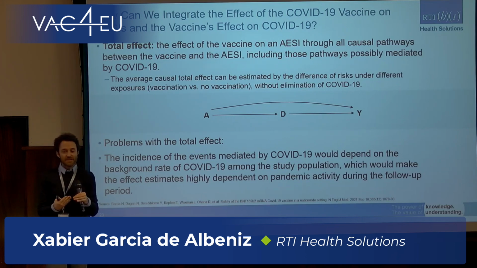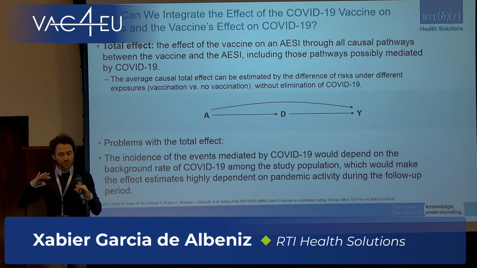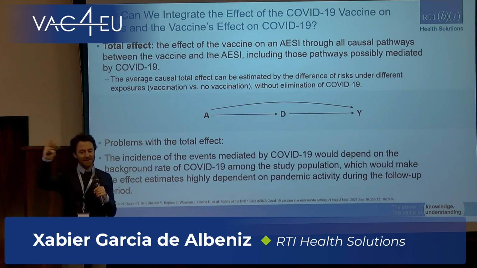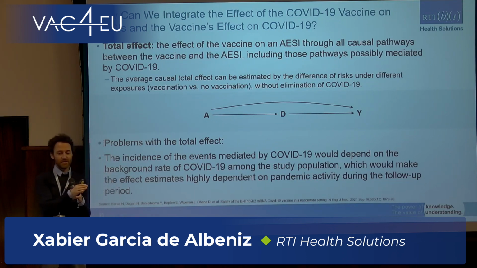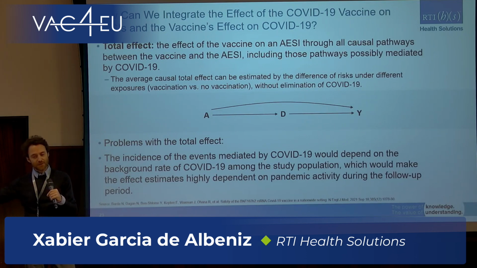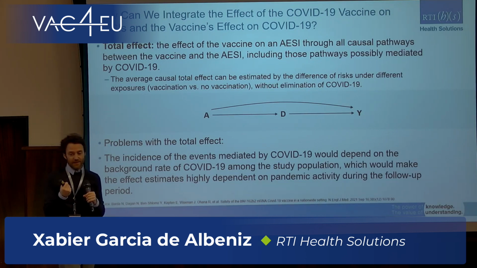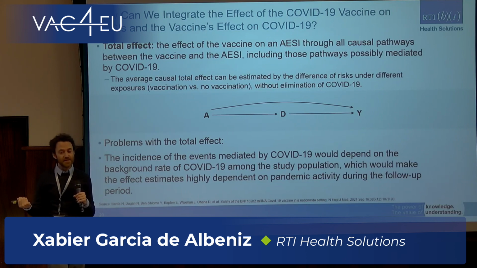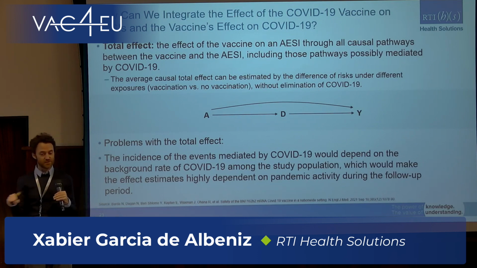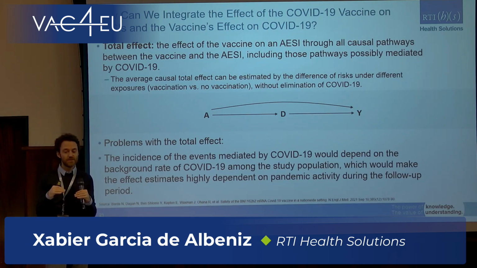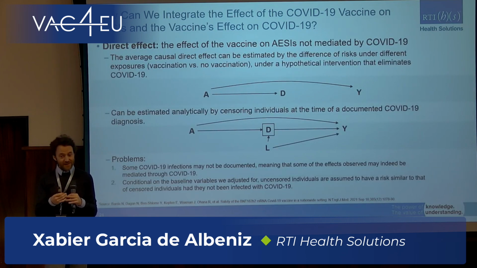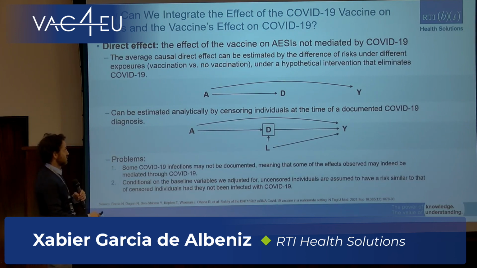The total effect is the effect of the vaccine on the adverse event through all causal pathways, both a direct effect and the effect that is mediated by the prevention or the effect on the virus. The problem with the total effect is that if COVID-19 is really a mediator, the effect will depend on the circulation of the virus. If there is no circulation of the virus, the effect will be different than if there is a high circulation of the virus. The direct effect is this arrow.